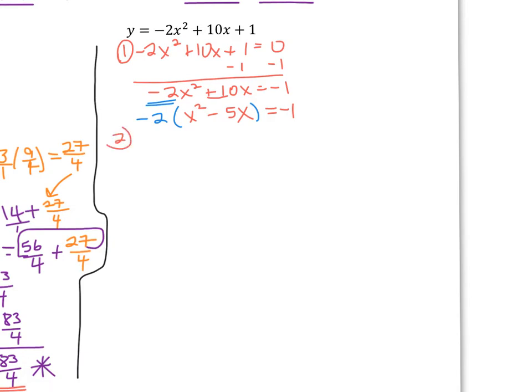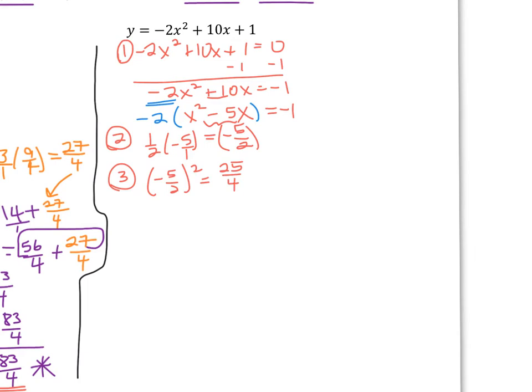Step 2, take half of b. b is now negative 5. If we take half of negative 5, we're just going to multiply straight across. That's negative 5 halves. Make that 5 a little clearer. There we go. All right. So then what we're going to do with that negative fraction is square it. Negative 5 halves squared. Again, like the last time, we'll square the top, square the bottom, and we're going to get positive 25 fourths. So far, not too bad.